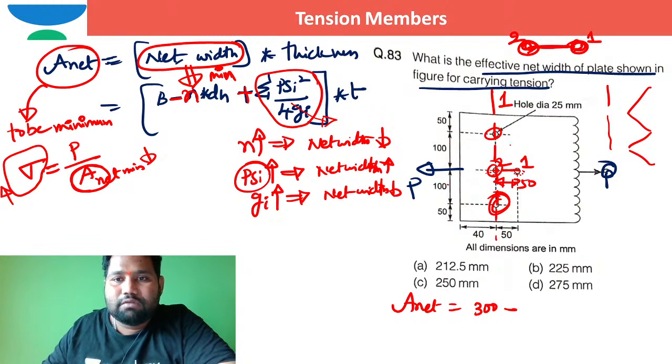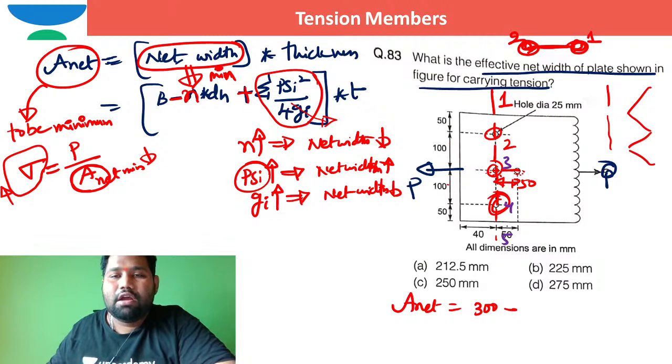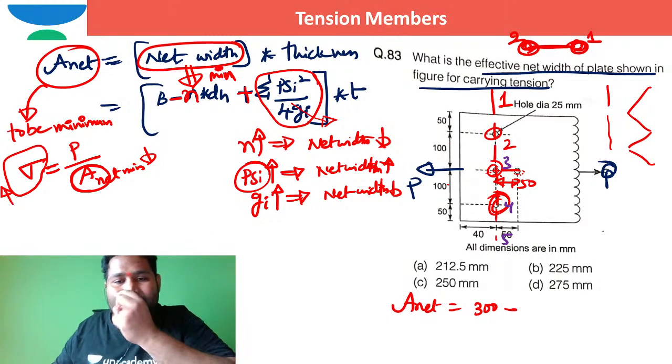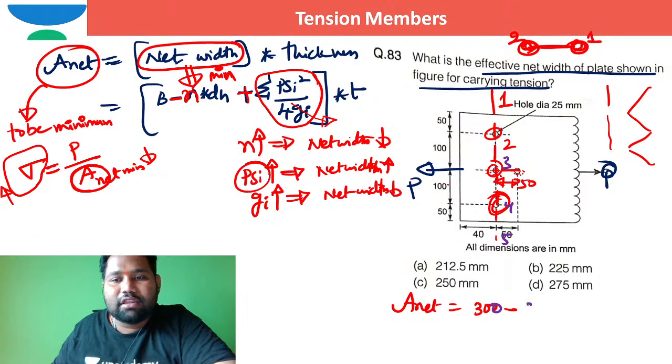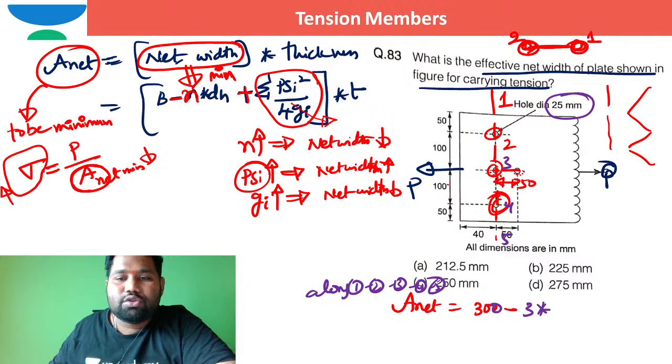If I take this as 1 2, let me show, this is 3 4 5, along the 1 2 3 4 5 section. What is the net width? Net width is 300 minus how many holes? 3 holes are there along 1 2 3 4 5, minus the diameter of each and every hole. The diameter of each hole is 25 millimeter.